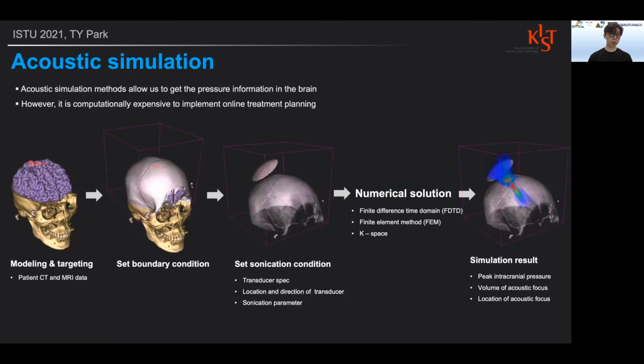First, we make the 3D medical model using the CT and MRI, select a target to stimulate, and set the boundaries and sonication condition like this. Using this information, the numerical solver gives the acoustic simulation result like this. However, this process takes a very long time, so it is hard to implement online treatment planning.